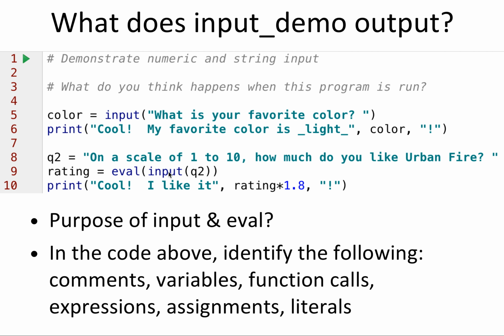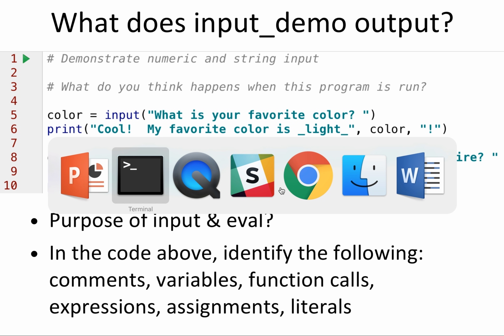In the next step, we're getting input and storing it in the variable rating, except we've got this eval here first. Eval is going to help us convert string data into a numeric type, such as integer or float. That's why we're allowed to multiply the variable rating by 1.8. I encourage you to experiment with this code and try removing eval. Without eval, we would get an error because we can't multiply a string by 1.8. We can multiply a string by integers, but we can't multiply a string by floats.